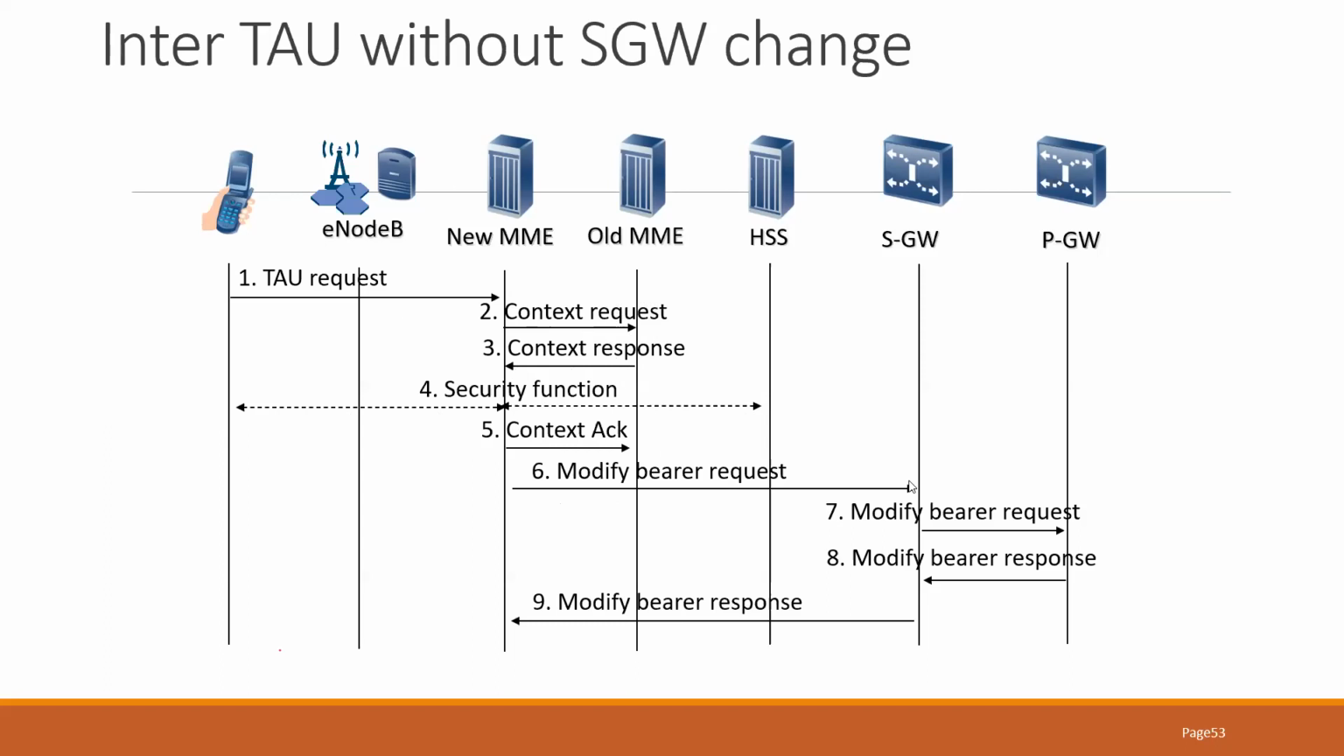Then your MME needs to send the modify bearer request to the SGW. Here it needs to inform the SGW that, okay, the old MME is now no longer communicating with you, I will be the one communicating with you. So modify bearer will have the new IP address of the new MME. And similarly, the SGW will inform the PGW of the updated IP address of the MME. The PGW is going to send a bearer response acknowledging this, and then you have a modify bearer response message.